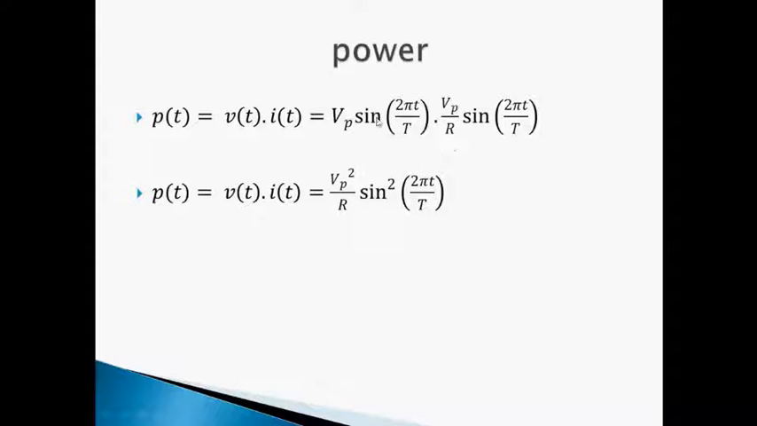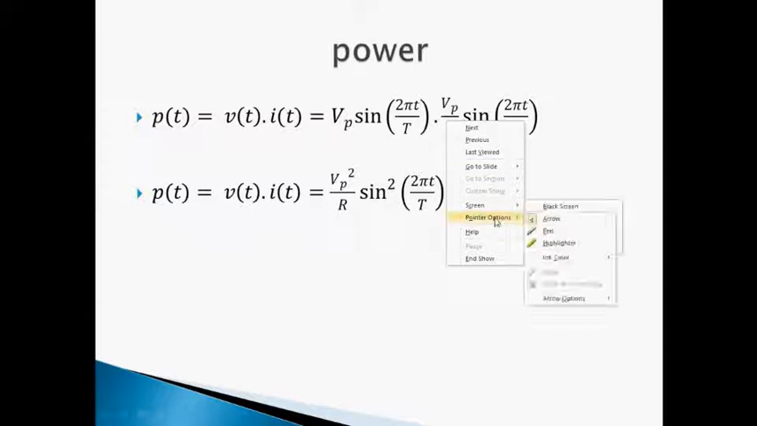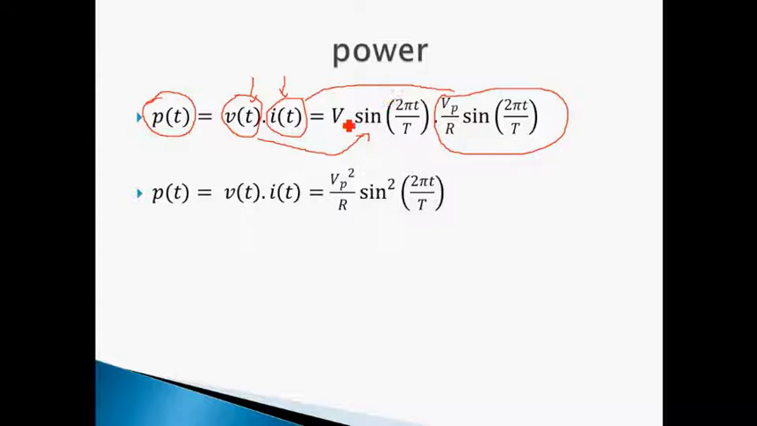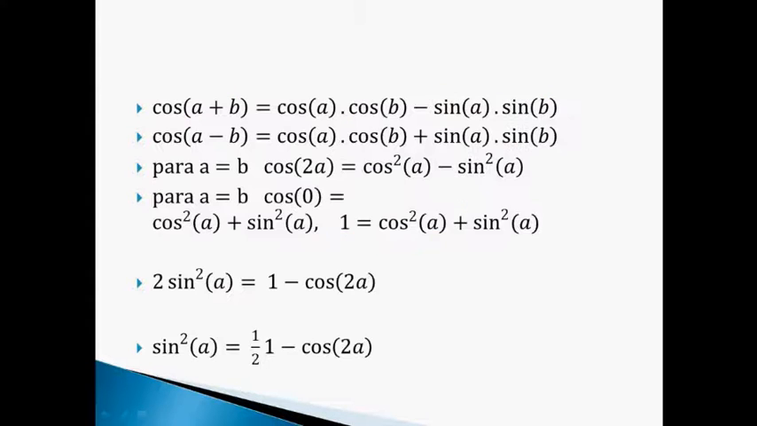If you calculate the power, we have power as a function of t is v(t) multiplied by i(t). If we put the mathematical formula of the voltage here and the mathematical formula of the current here, we have this expression: Vp squared above R, times sine squared of 2πt above capital T.